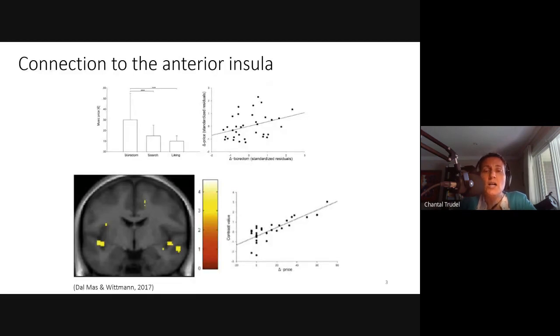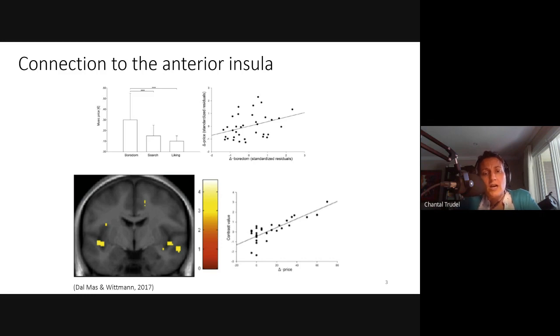There's another study as well, this one by Dalmas and Whitman, that also revealed a link between the activation of the anterior insular cortex and attempts to engage with the environment to relieve boredom. After participants performed several tasks, they were asked how much money they would be willing to pay for a music download. As expected, the more bored people were, the more money they were willing to pay for an activity to alleviate their boredom. In this case, it was the opportunity to listen to music.